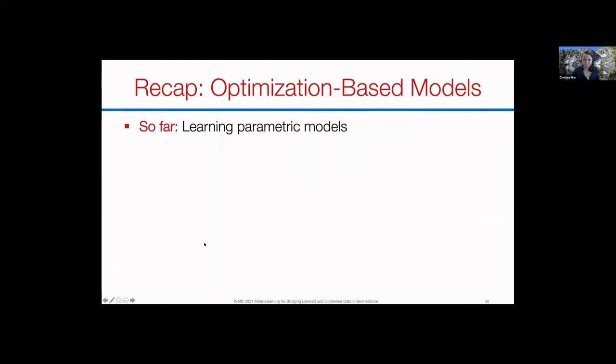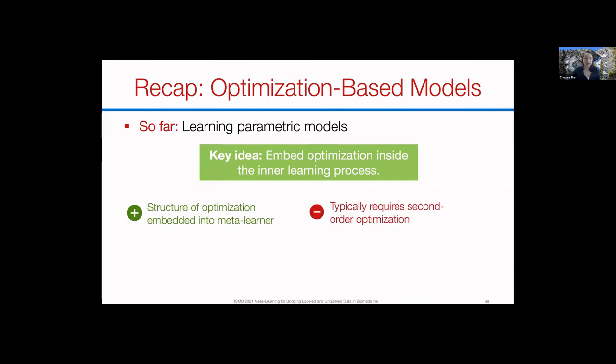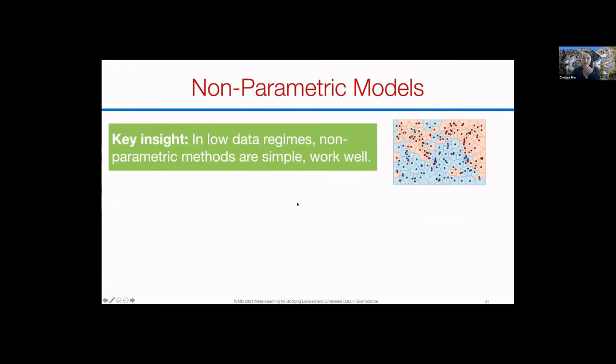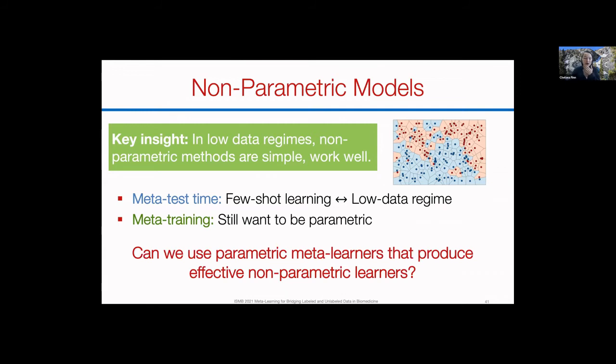So far we've been learning these parametric models, and in optimization-based models, the key idea was to embed this optimization inside the inner learning process. And the benefit was that the structure of optimization was embedded into the metalearning process, but that this required a second order optimization. So can we instead try to embed some sort of learning procedure without requiring the second order optimization? So the key idea of non-parametric methods is that when we're in low data regimes, non-parametric methods like nearest neighbors are quite simple and they work pretty well and they're computationally efficient. And so at meta test time, in few-shot learning, we're in this low data regime. However, during meta training, we still want to be parametric because we still want to leverage our previous experience. So can we use parametric meta learners to produce effective non-parametric learners?